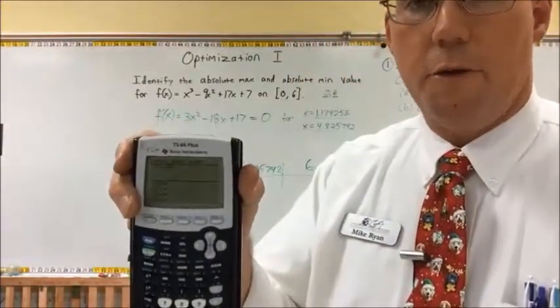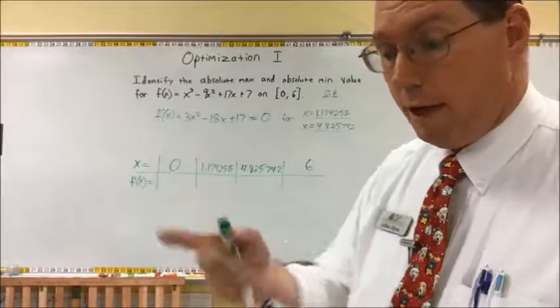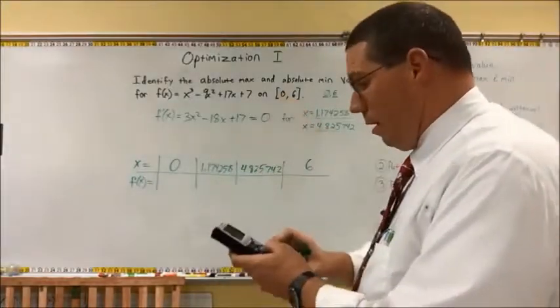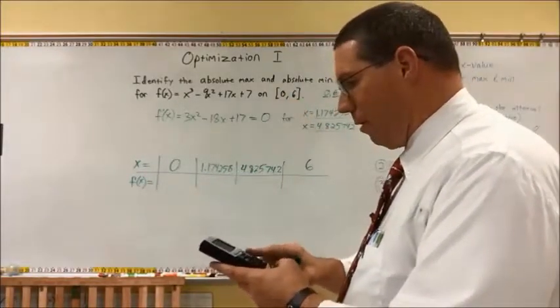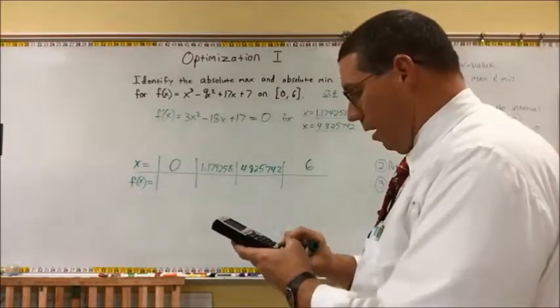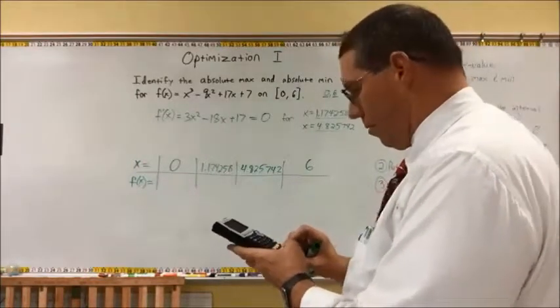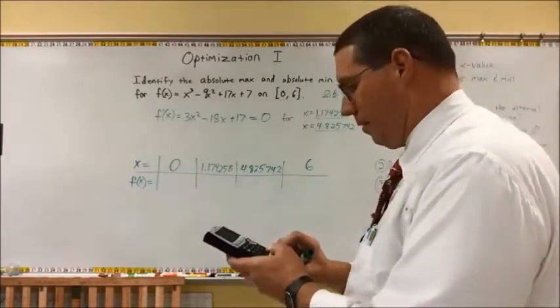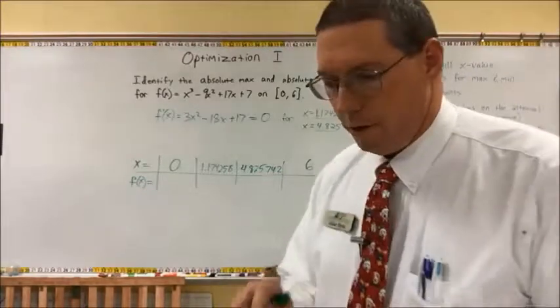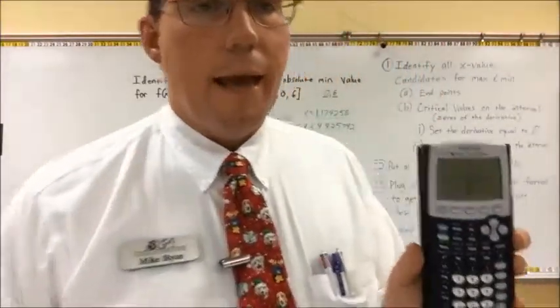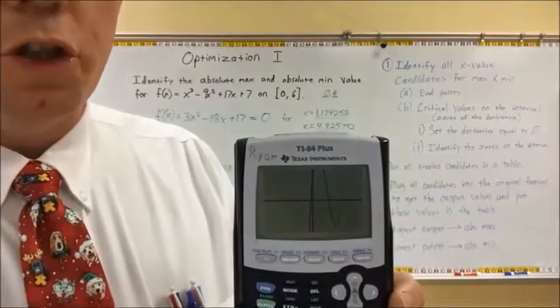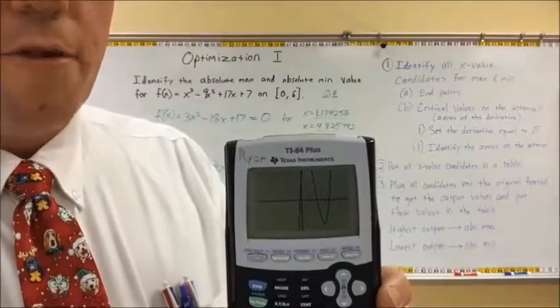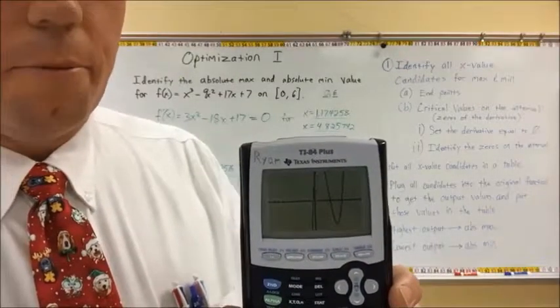I mean, if you did need it, you could just turn that function off, but I don't need it anymore, so I cleared it out. So I'm going to put in x to the 3rd power minus 9x squared plus 17x plus 7. And then I'm going to hit graph. And now what I'm going to use is trace. I'm going to trace all 4 of these numbers to get the output.